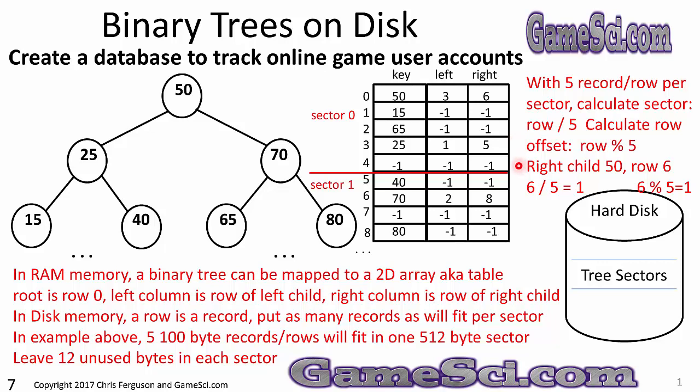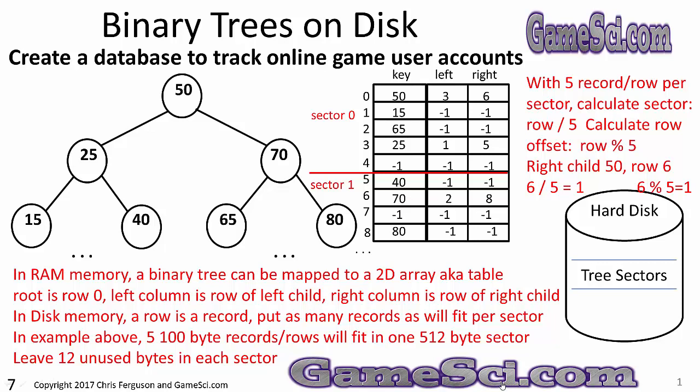Where is the right child of 50? The right child of 50 says it's in row 6. Do a 6 divided by 5 and say I need to read sector 1. I'll do a 6 modulus 5 and say record 1, sector 1 is where I should find the right child of 50. And if you follow that down to row 6, sector 1, record offset 1 is where the right child of 50 is located. 70 is the right child of 50.